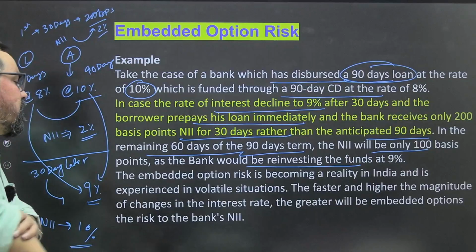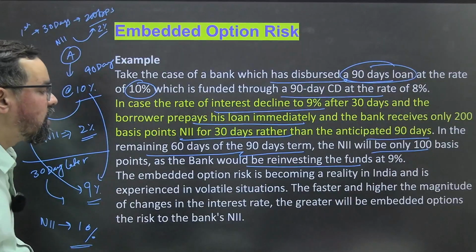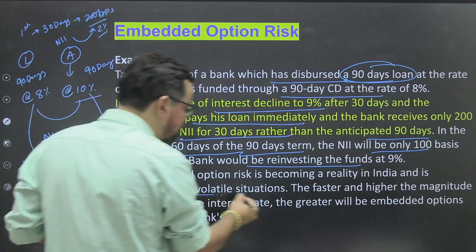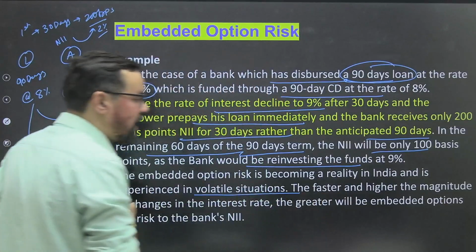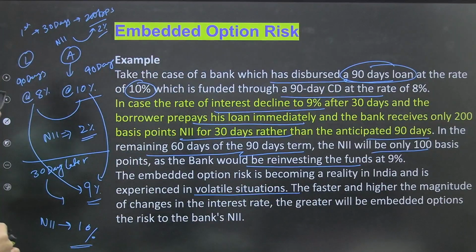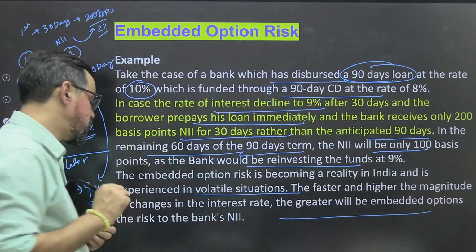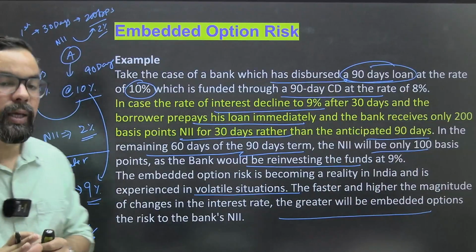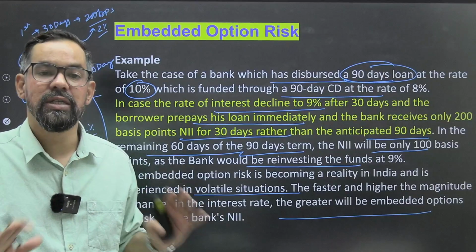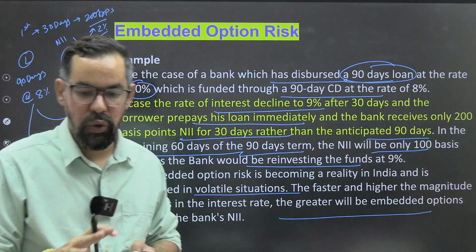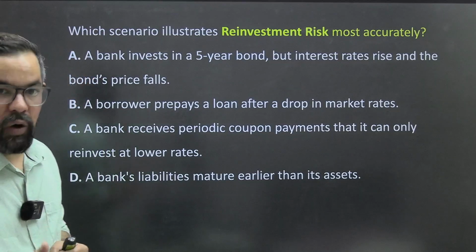Again, the embedded option risk is becoming a reality in India and is experienced in volatile situations. The faster and higher the magnitude of changes in the interest rate, the greater will be the embedded option risk to the bank's NII. I hope now it is crystal clear to everyone. If you have any query, please mention it in the comment section. I'll try to help you out with those.